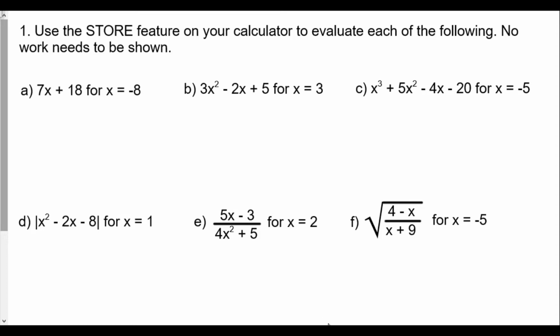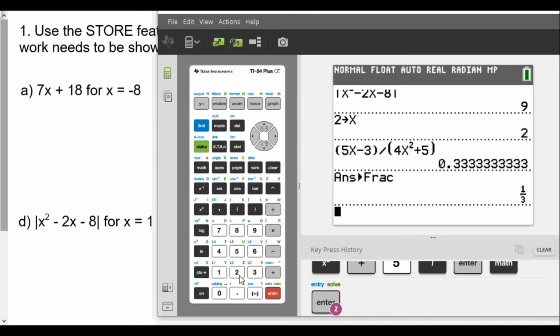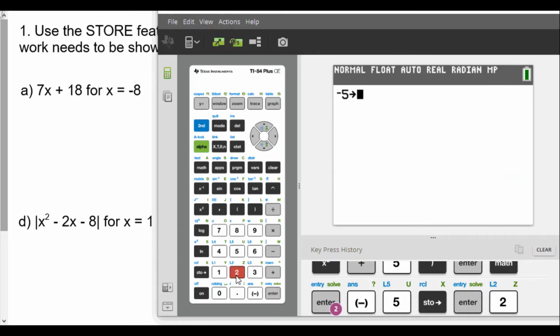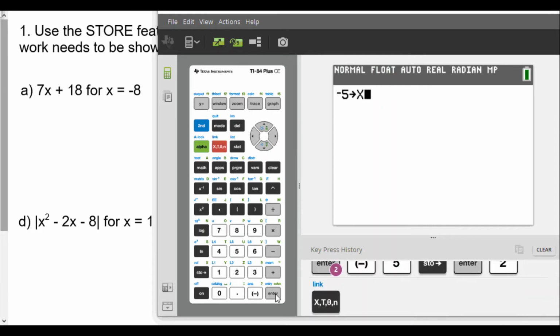Now for question F, x equals -5. So store x equals -5: -5, store, enter. Oh, I forgot the x value. Now enter. There you go. We actually have to store the number into a particular variable.